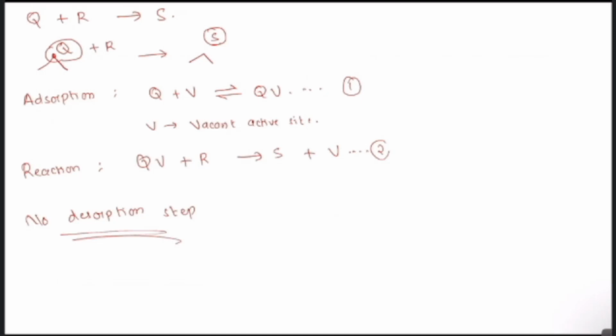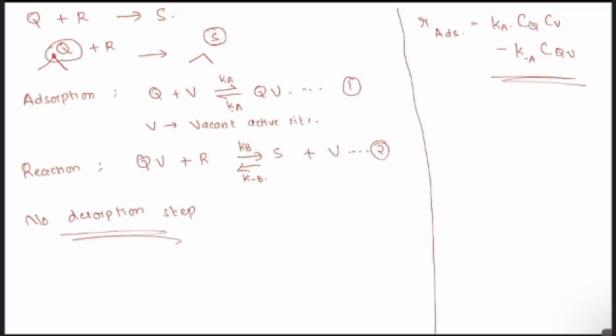So we can write the corresponding rate equations as well. Let's take Ka and K minus A as the rate constants for the adsorption step, and for the reaction, Kb and K minus B. The overall rate of adsorption can be written as Ka into Cq Cv minus K minus A Cqv, and the rate of reaction can be written as Kb Cqv Cr minus K minus B Cs Cv.